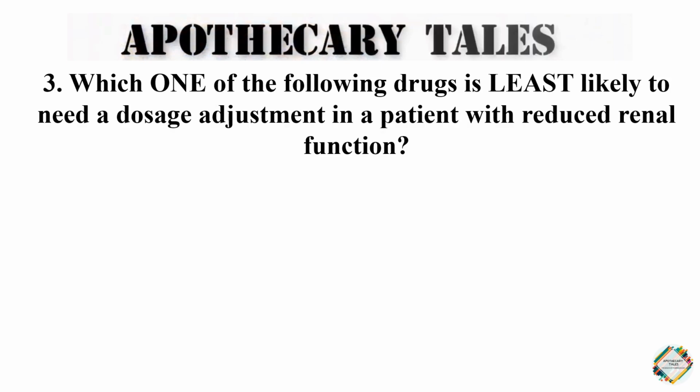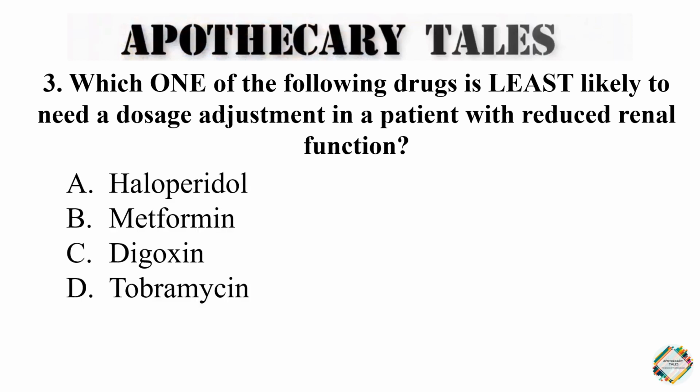Moving on to the third question. Which one of the following drugs is least likely to need a dosage adjustment in a patient with reduced renal function? The options are haloperidol, metformin, digoxin, tobramycin. So let me first talk about metformin. We know that metformin usually causes lactic acidosis, and this usually increases when a person is having renal impairment. So it is not contraindicated in renal impaired patients, but it is necessary to have a renal dose adjustment.